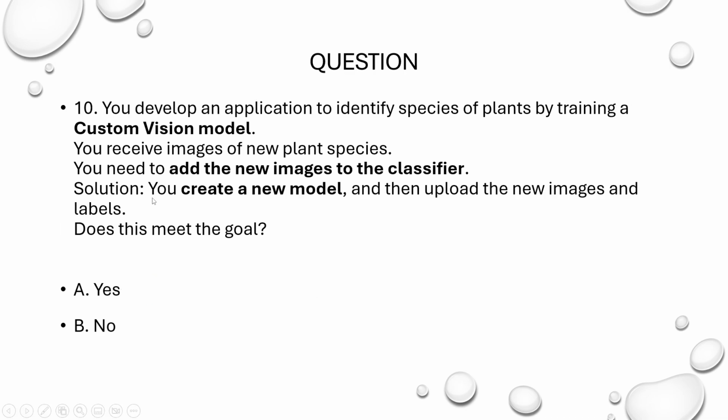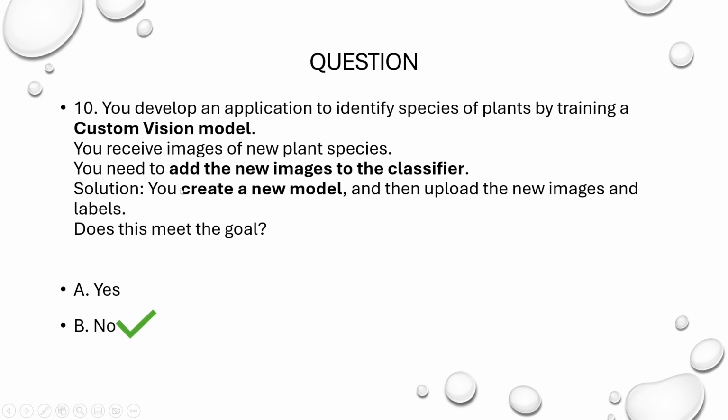Now the third solution is you create a new model and then upload the new images and labels. Does this meet the goal? Yes or no? So here they are suggesting to create an entirely new model and then upload the new images and labels, and then train the model and publish the model. Do we need to do that? The answer is no, we don't want to do that.